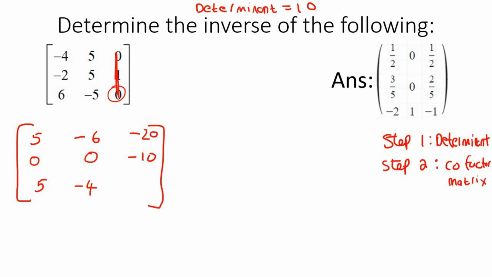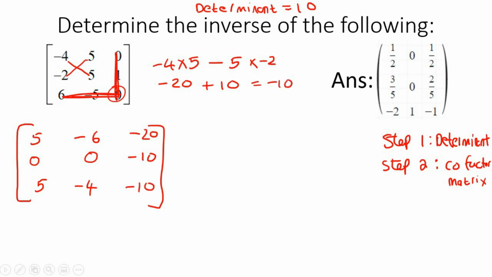And the last one for the cofactor is this one here. So you just put a line through it and a line through it. And so now we just multiply those, take away, and then we multiply those. And so that's going to be -20, plus 10, because those are two negatives. And that just gives us -10. Well done. We have a cofactor matrix.